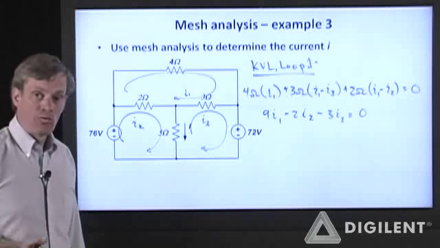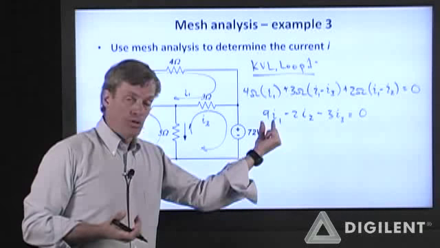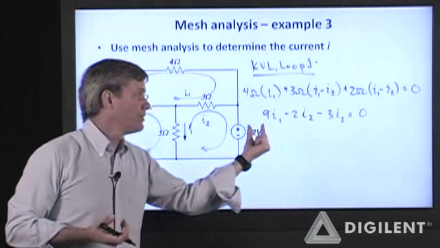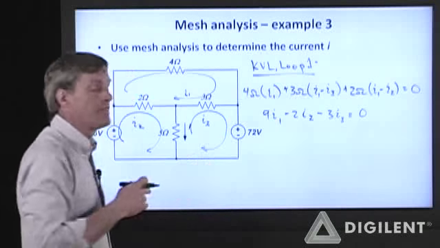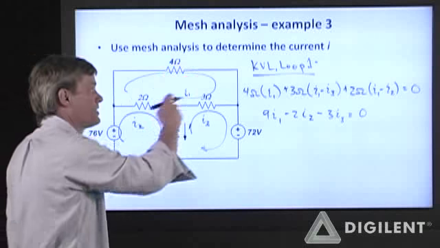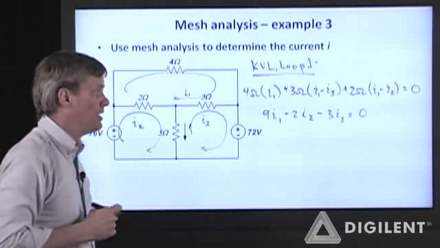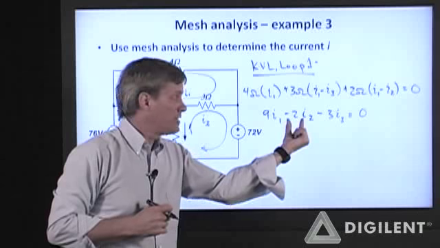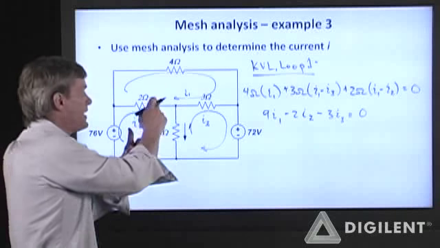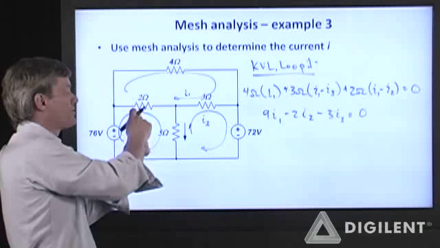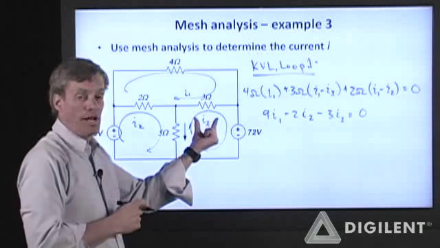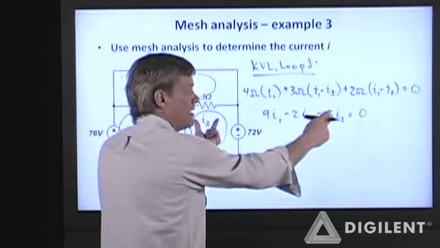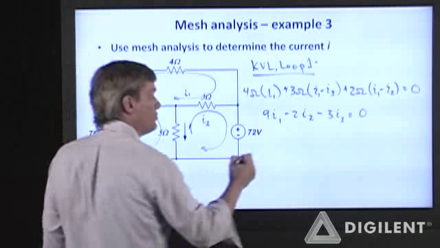Remember that you can check your results by looking at the multiplicative terms on each factor. The term multiplying I1 for your first loop should be the sum of the total resistances in the loop, 4 plus 3 plus 2. The multiplicative factor on I2 should be the negative of the resistance through which both of these mesh currents pass, negative 2. Likewise, I3 should become a negative 3. Let's do loop 2.